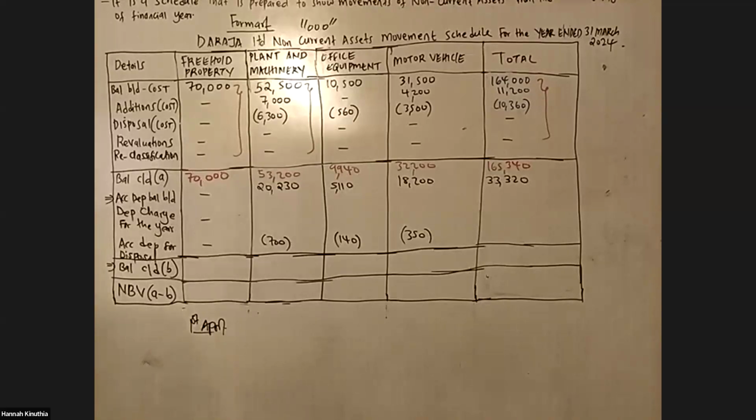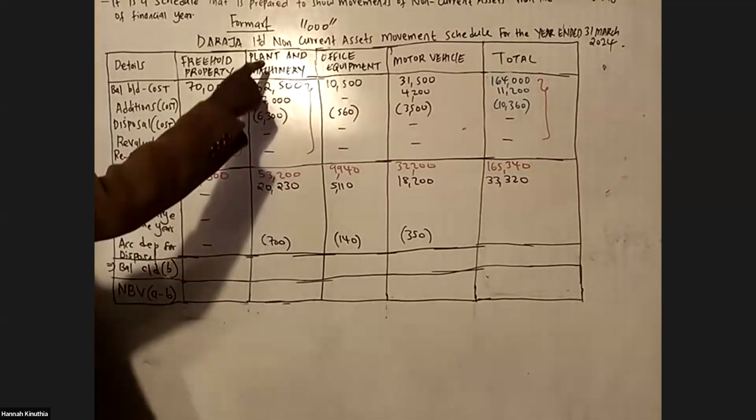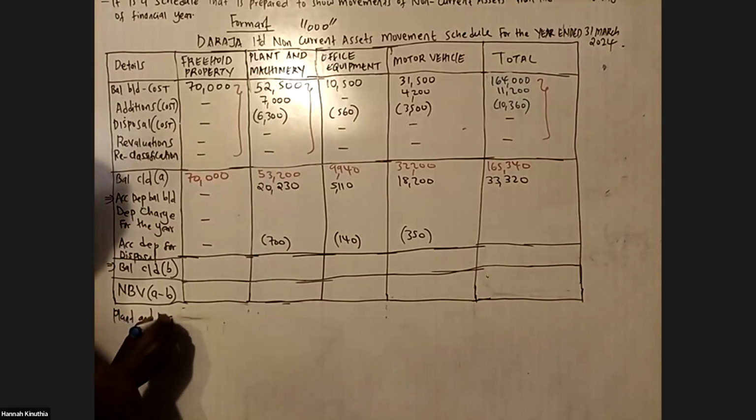Freehold, let me see. Okay, before we do freehold, let us do the rest. Kwanza, let us do plant and machinery.